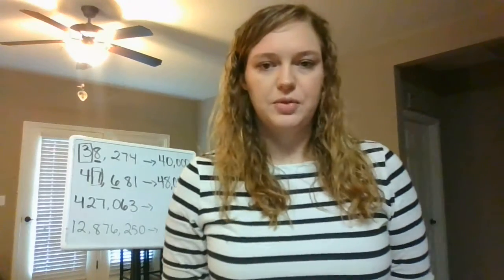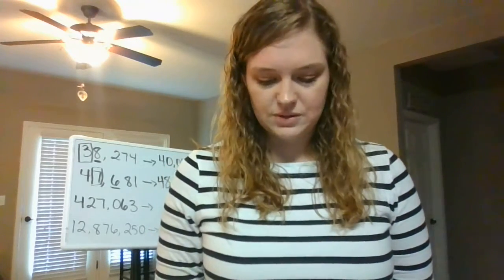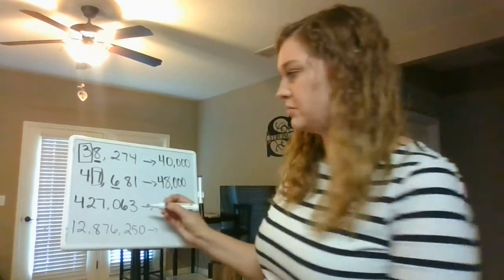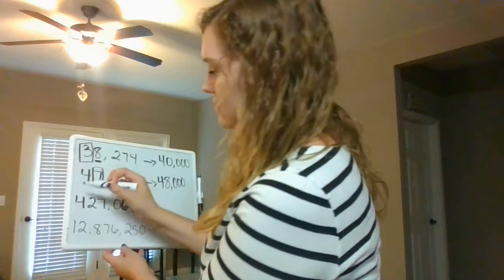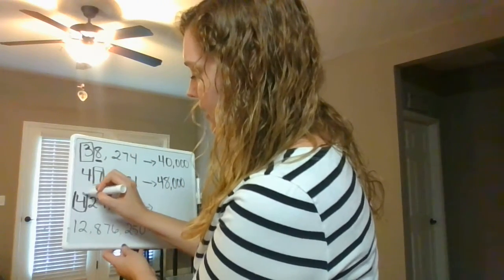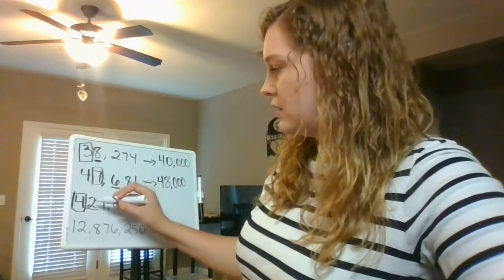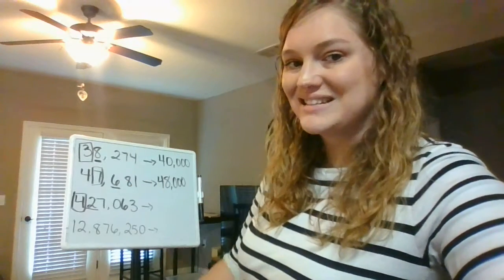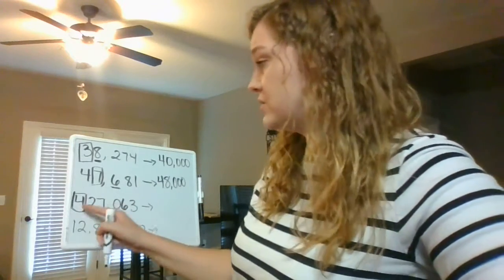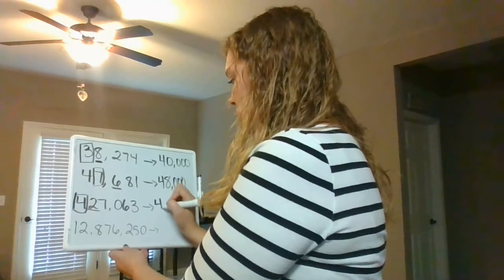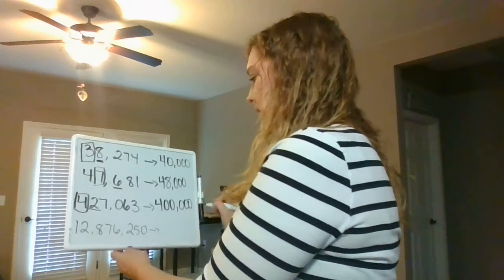All right, example 3 says round 427,063 to the nearest 100,000. So the 100,000s place, remember, ones, tens, hundreds, thousands, 10,000s, 100,000s. So this is the place that I'm rounding. This is the number that's telling me how to round. So the 2 tells me to round down. Remember, if we're rounding down, the number just stays the same. So the 4 stays as a 4. And all the digits after it become 0. And it rounds to 400,000.